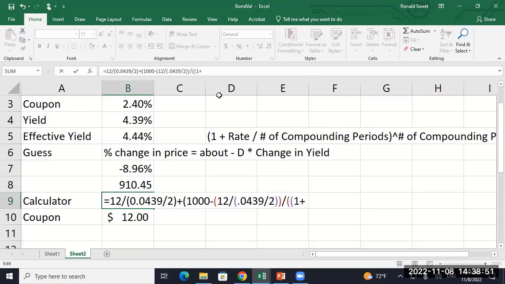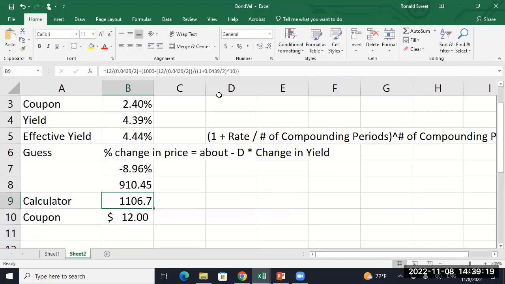So 1 plus 0.0439 divided by 2, raised to the 10th. Why 10? I thought it was a 5-year bond. Why am I using 10? Because we're essentially making it every 6 months. So we're making it a 10-year bond, a 10 six-month period bond. If I did my parentheses right, I'm not sure I did.